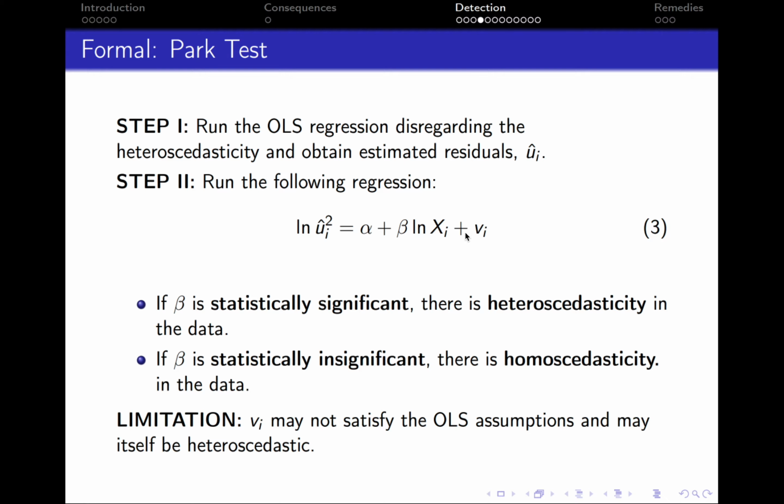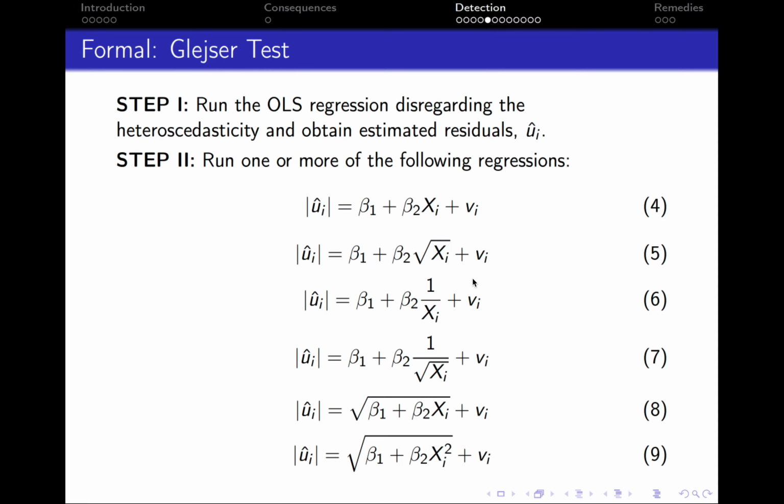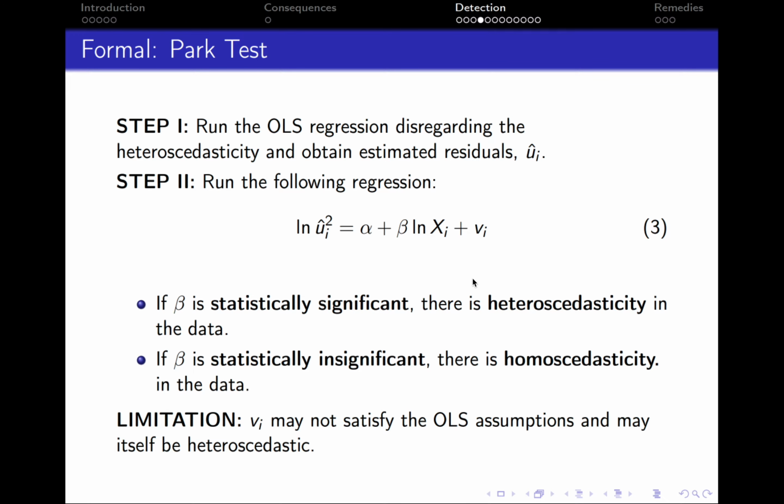However, this test has a very big limitation, and it has to do with the error term from equation number 3. It might happen that the error term will not satisfy the Euler's assumptions and may be itself heteroscedastic. And because of that, this regression is no longer valid and the value of beta coefficient is no longer valid. To deal with this problem, Glejser has developed another test, and it's very much similar to this test.